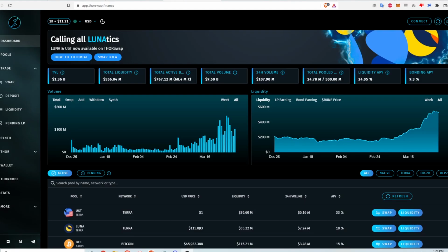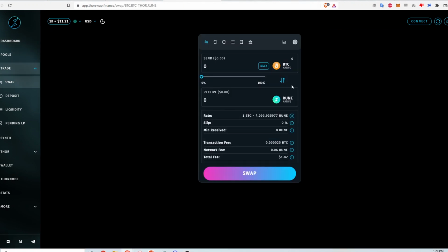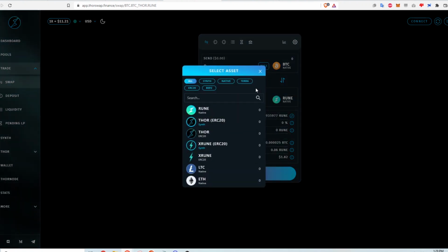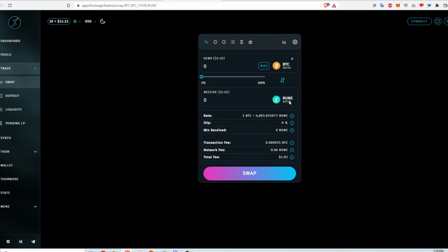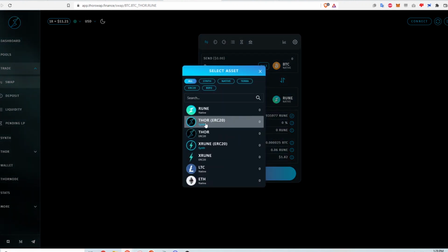Okay, how can I get some THOR tokens? The easiest way is to go to THORswap Finance and then swap some cryptocurrency for the THOR token. As long as I have a compatible wallet connected, I can swap native Bitcoin, I can swap RUNE, I can swap Litecoin, Ethereum, whatever the THORswap platform supports, I can swap that with the THOR token.